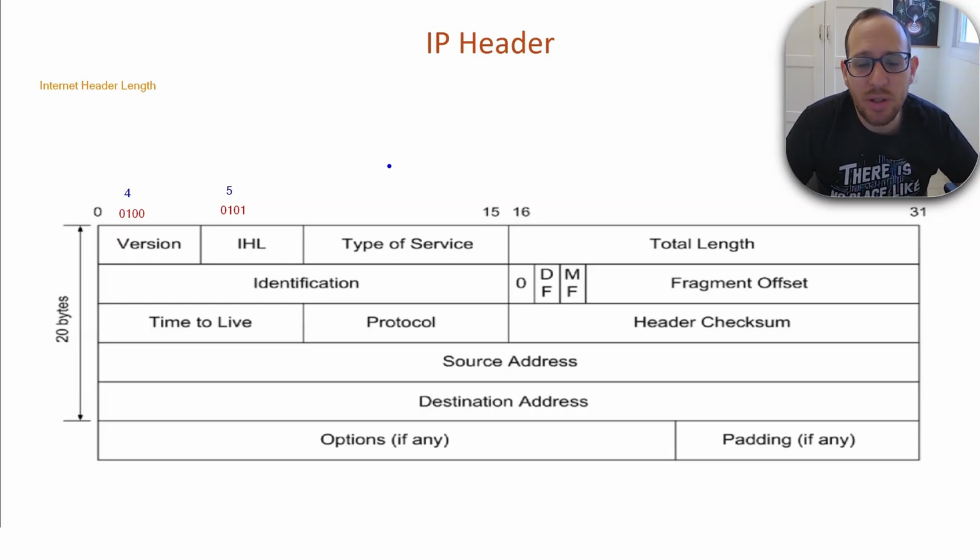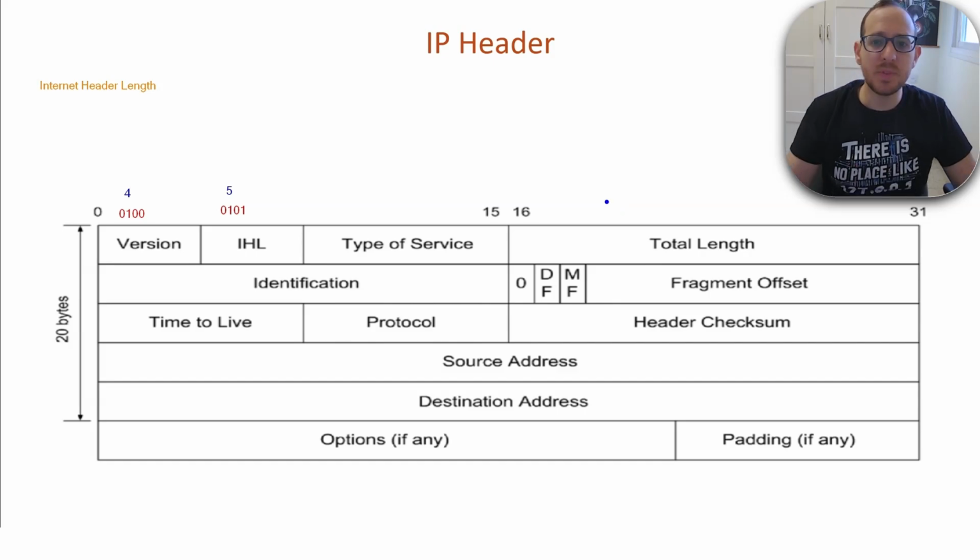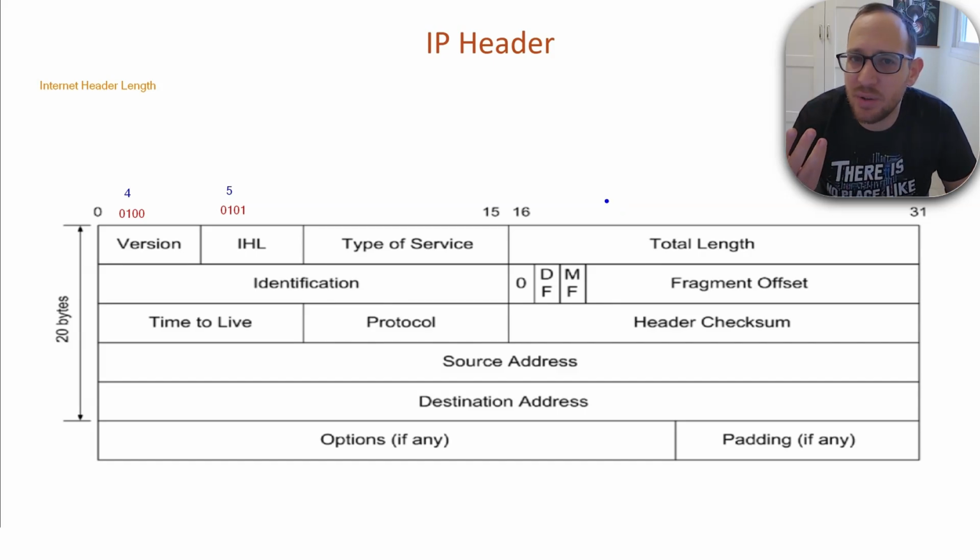Then we have a total length. Total, that is the header length plus the payload length. Why do we even need a total length field? I mean, you're supposed to know the length of the payload given what the second layer has provided you with. And you know the header length from here, so why do we need a total length?